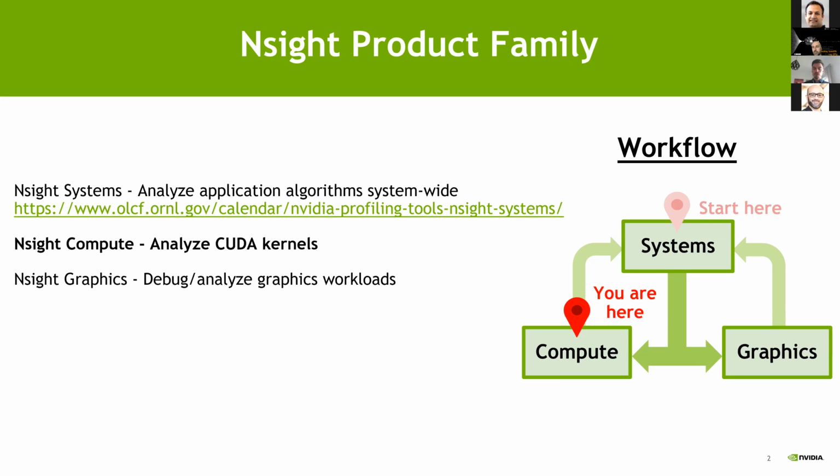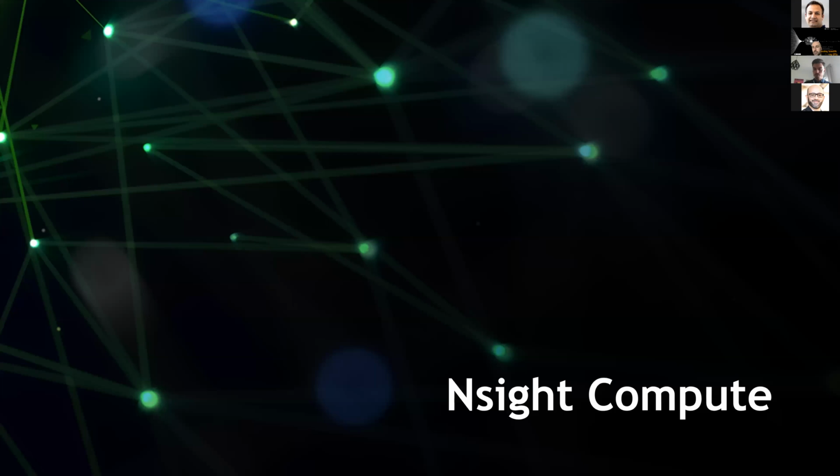If you would work on a graphics application like DirectX, Vulkan, OpenGL, you would also start with Nsight Systems, and if you find that a certain shader is the problem, for example, then you could continue with Nsight Graphics to profile and debug that.